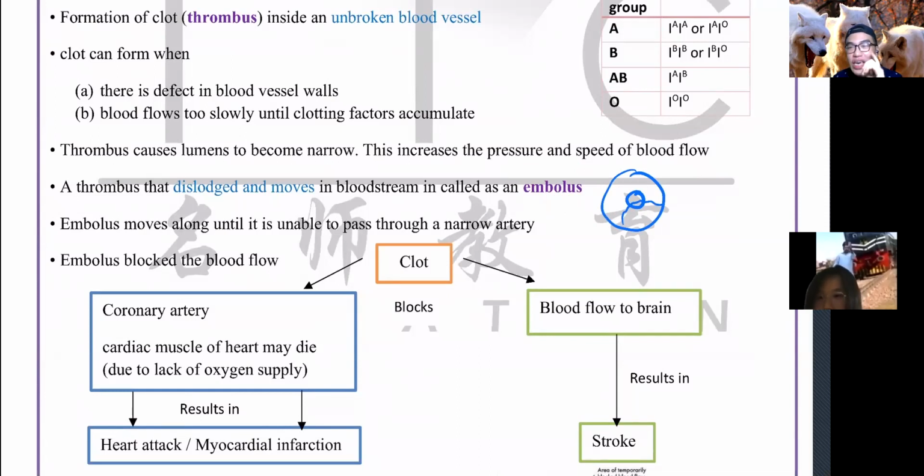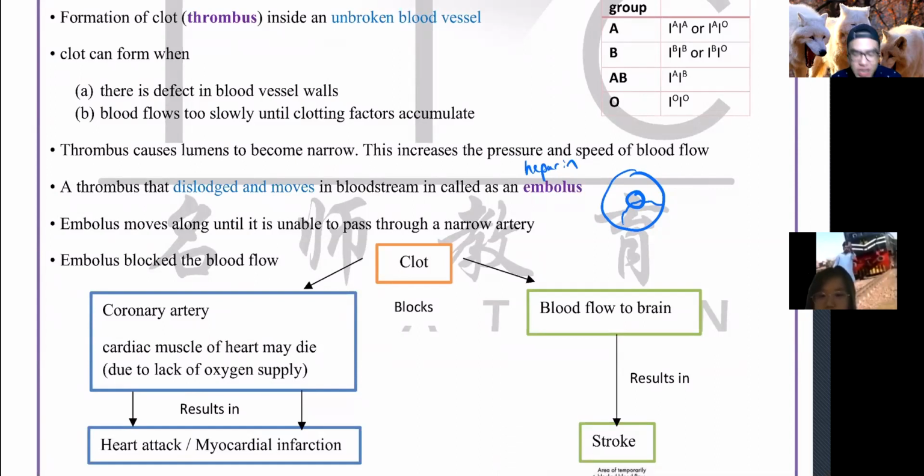So if the doctor suspects you have embolus, you have embolism, they will give you something called heparin. Heparin is a blood thinner. It will make your blood thinner so that it reduces your risk of getting a heart attack. So how do you know you have an embolus? Normally if you have high cholesterol, then you have a high risk of doing so.